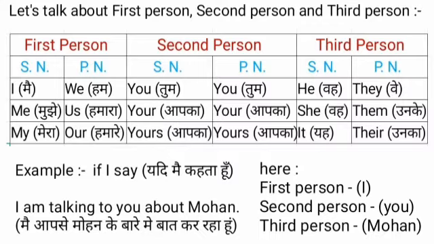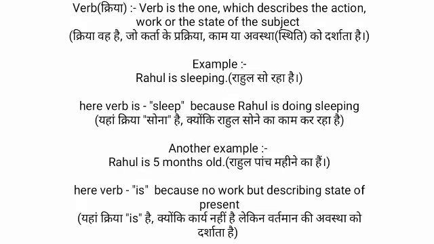Third person singular number: he, she, it. Third person plural number: they, them, their. For example, if I say I am talking to you about Mohan, here I is first person, you is second person, Mohan is third person. Now number 2, verb.